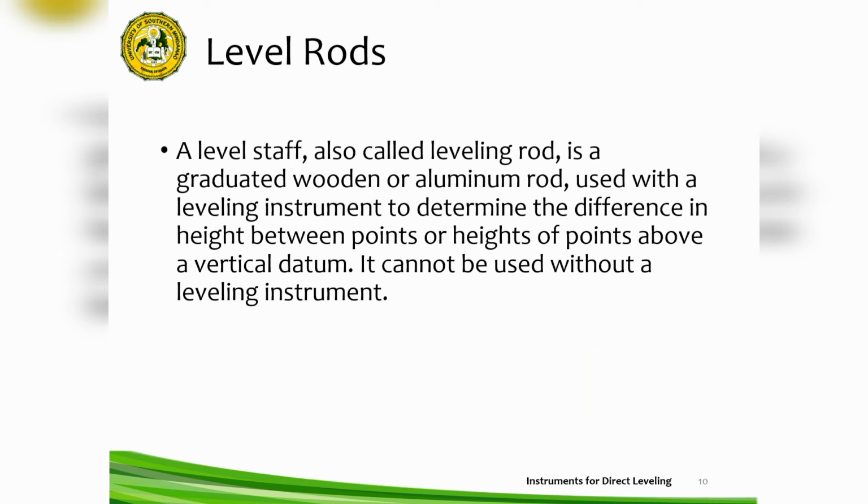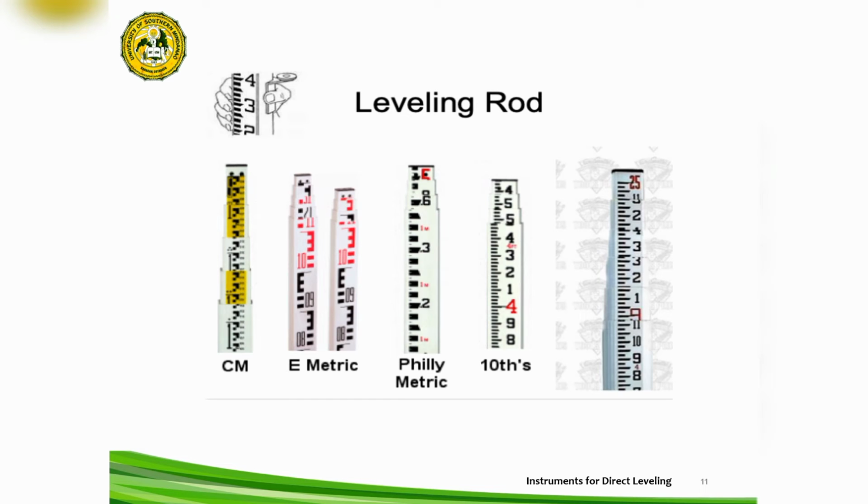Next, level rods. A level staff, also called a leveling rod, is a graduated wooden or aluminum rod used with a leveling instrument to determine the difference in height between points or heights of points above a vertical datum. It cannot be used without a leveling instrument. So this is what a leveling rod looks like.